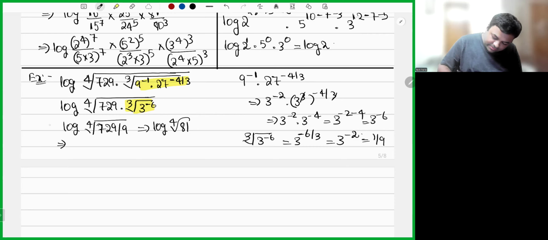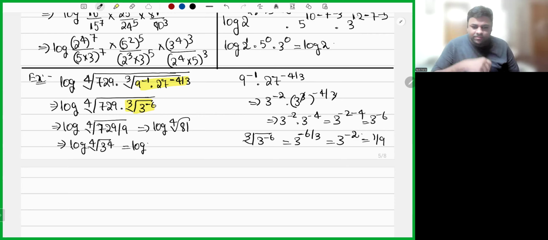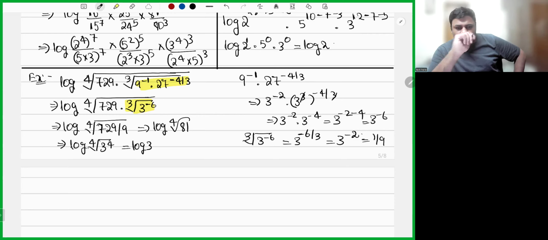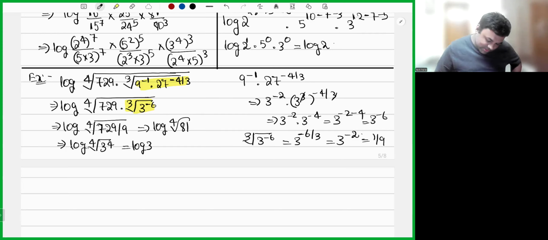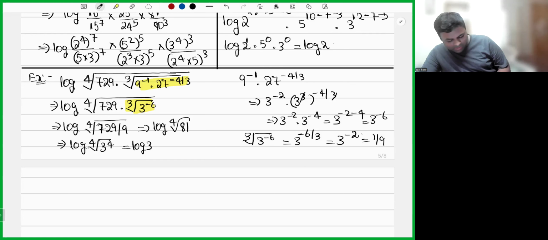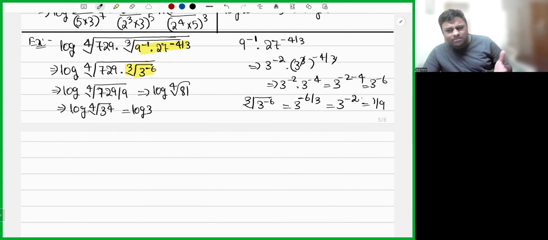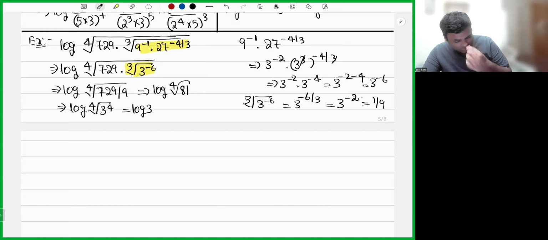I'll write it as log base 4 of root 3 power 4. So what is the fourth root of 3 power 4? Log 3. Simple. So the entire expression eventually got reduced to log 3. Instead of directly saying log 3, he gave so many things. Okay, sir, it's fine, sometimes it happens. So it's a simple sum, nothing much difficulty. Let's proceed to the next one.